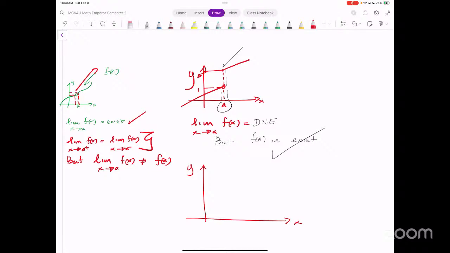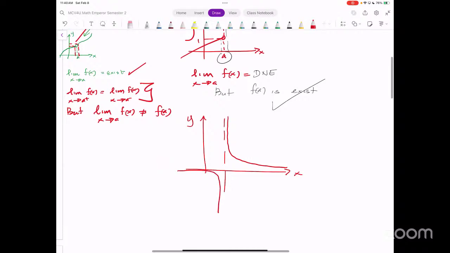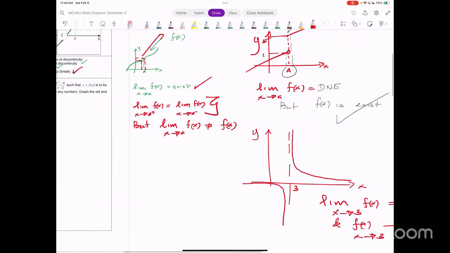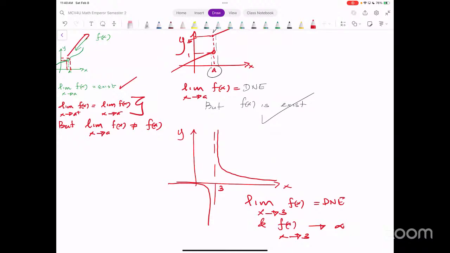Now let's go back to the next graph, guys. This is 3. The limit as x approaches 3 of f of x does not exist. And f of x, when x approaches 3, goes to infinity. We call that the last discontinuity, infinity discontinuity, because you can see the graph goes to infinity, shooting out. Does everyone see the picture?